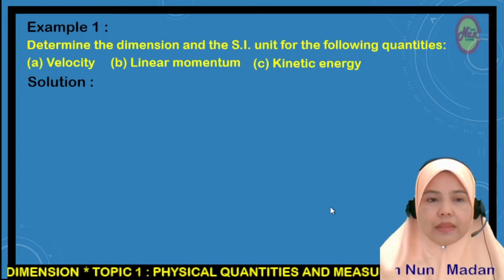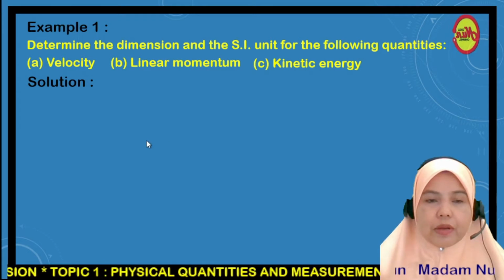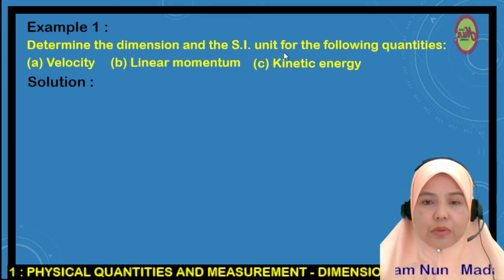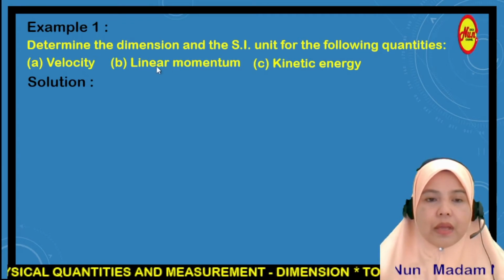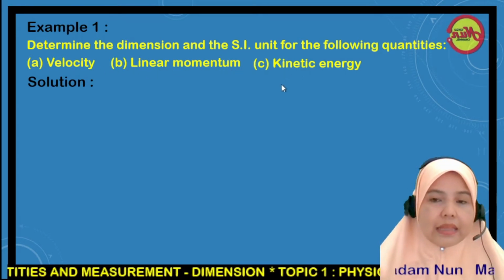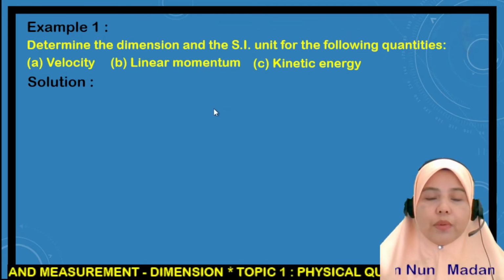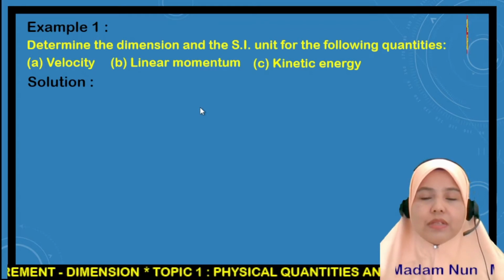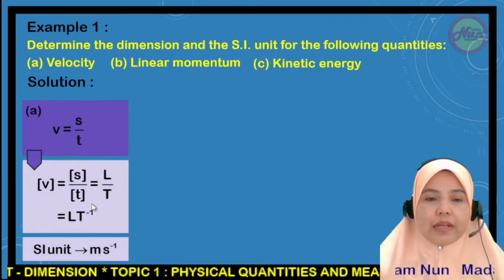Okay, now take a look at the example. The first example: we need to determine the dimension and the SI unit for the following quantities. Here there are velocity, linear momentum and kinetic energy. So how do we use dimensional analysis to determine the dimension and also the SI unit? Okay, take a look at the solution.